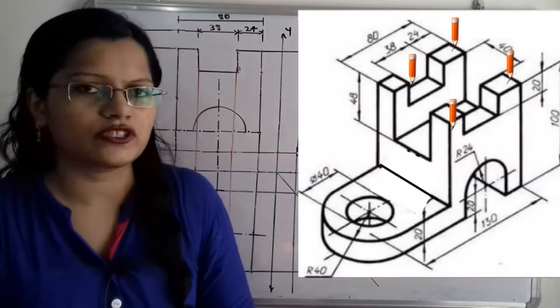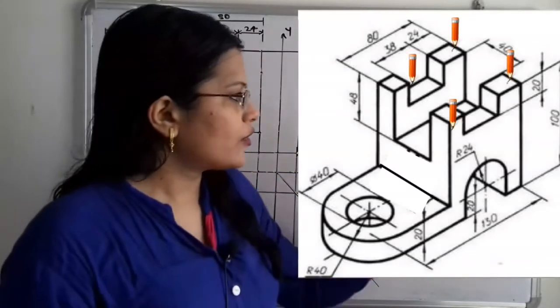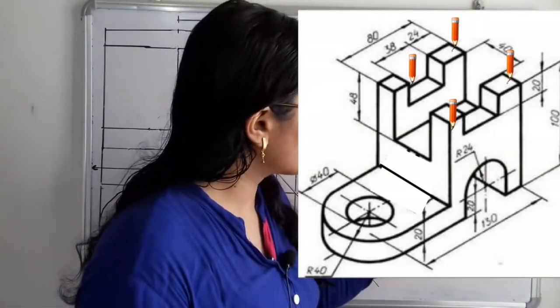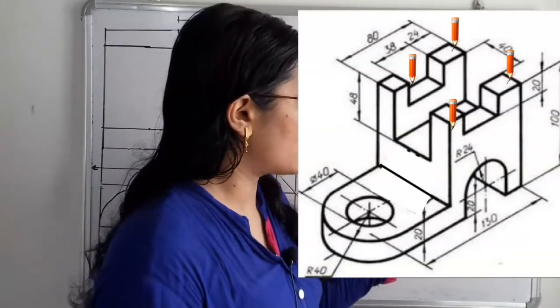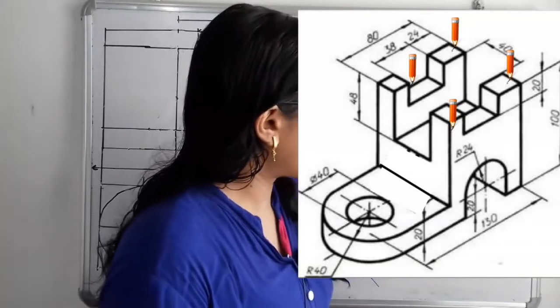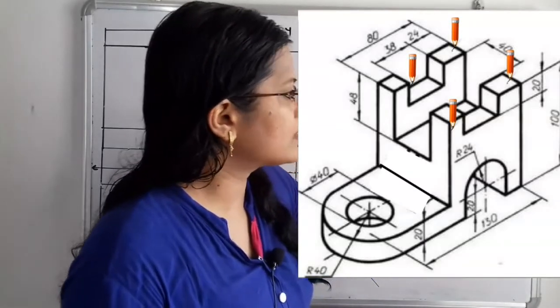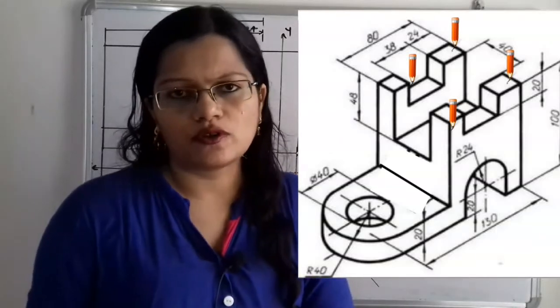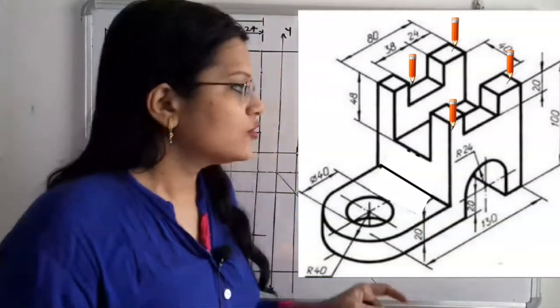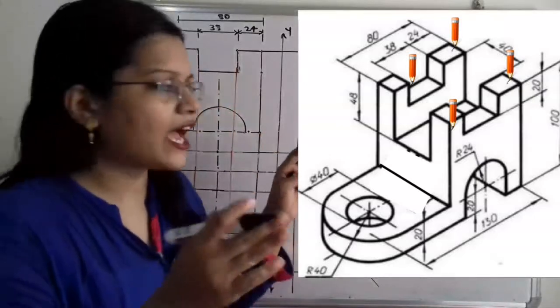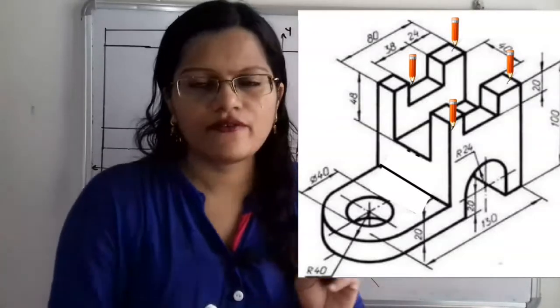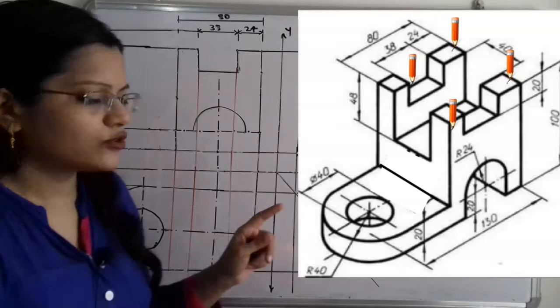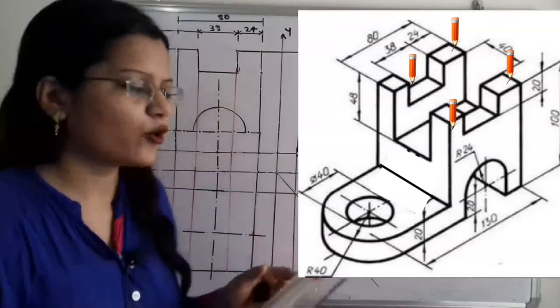So we have to draw this. How to draw this? If we observe, we have to consider the width of those blocks. The gap is given: a gap of 40 millimeter between those blocks. So we have to consider the dimensions along the width while drawing this top view.